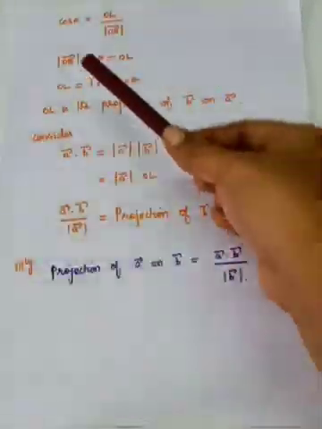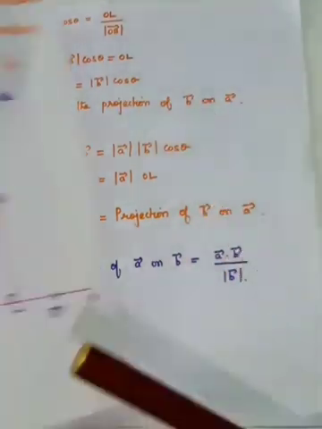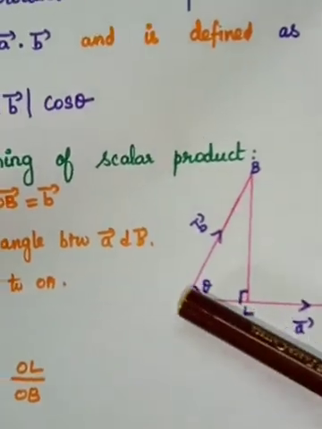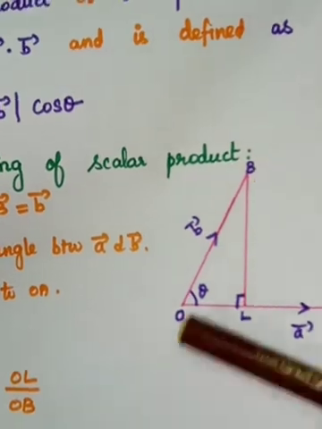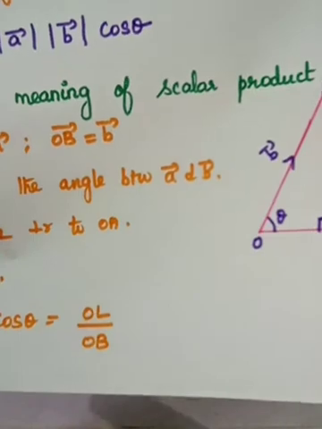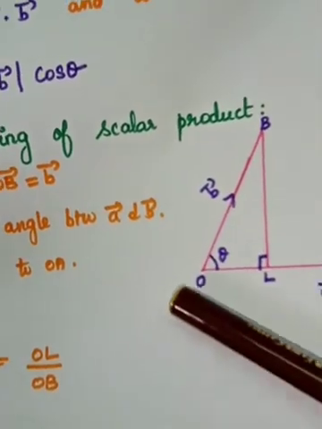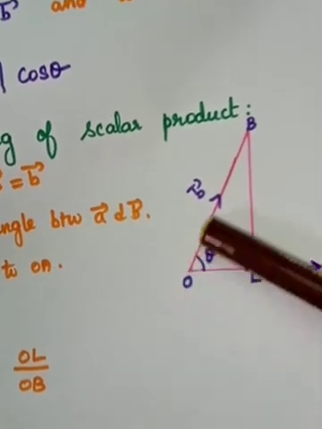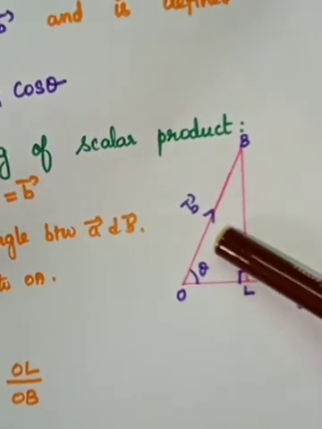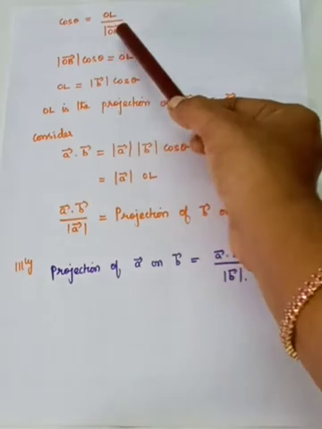Already we have said cos theta is a number. So OL is also a number and OB is also a number. But here OB vector is given, so if you want to write the number, what is OB? OB is the length of the side OB. The length of this line segment is nothing but the magnitude of B vector. So this OB can be written as modulus of OB vector.